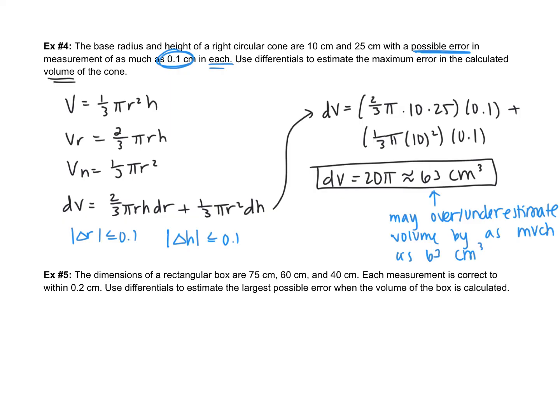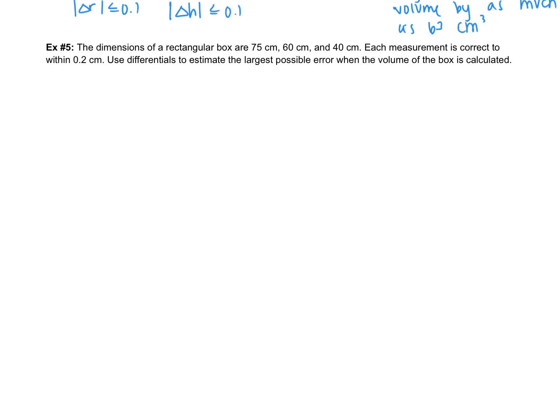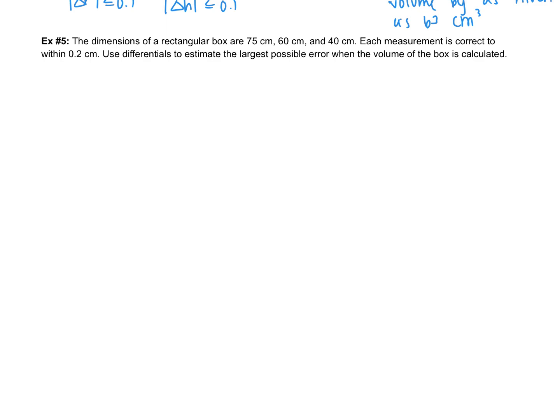Okay, so we have one last example, this example 5. At this point, if you're comfortable, I would suggest pausing the video and trying example 5 on your own. If you're not comfortable yet, then stick with me through the last example. The dimensions of a rectangular box are 75, 60, and 40 centimeters. Each measurement is correct to within 0.2 centimeters. Use differentials to estimate the largest possible error when the volume of the box is calculated.